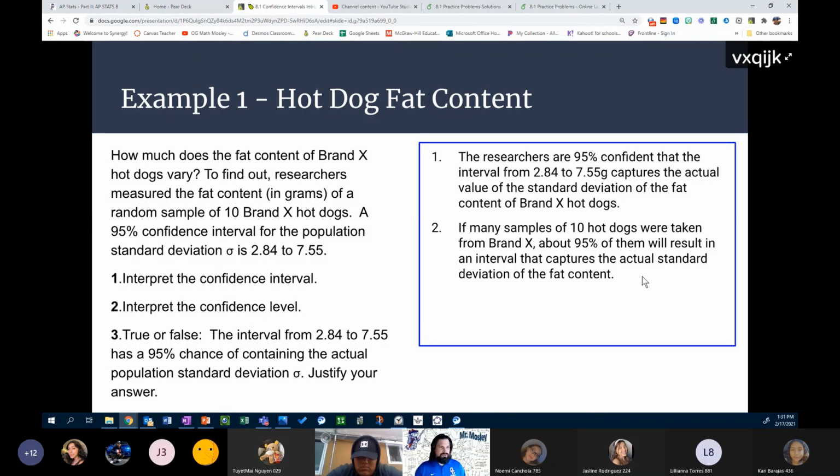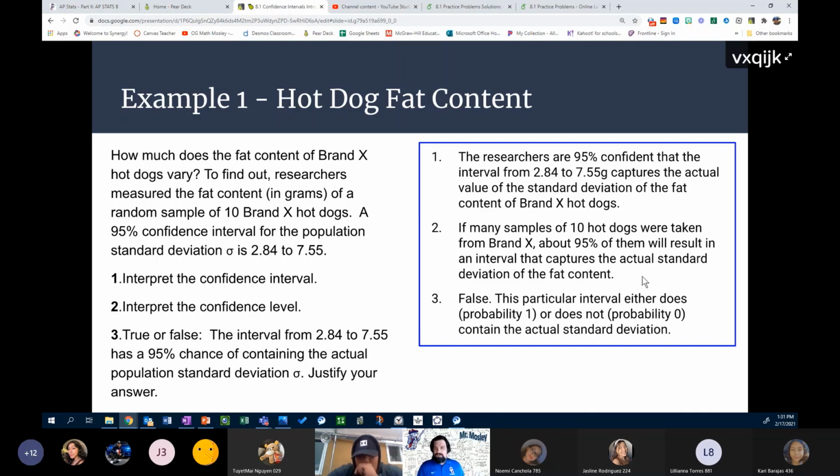And then lastly, for the third question, this is a false statement. This particular interval either does, probability 1, 100%, or does not, probability 0, contain the actual standard deviation. Each interval that I get from a sample either 100% does or 0% doesn't contain my actual standard deviation. So we can't make a statement saying there's a 95% chance because that's false. It does or it doesn't. 95% of my intervals will contain it, but for each particular interval, I can't make a specific statement.